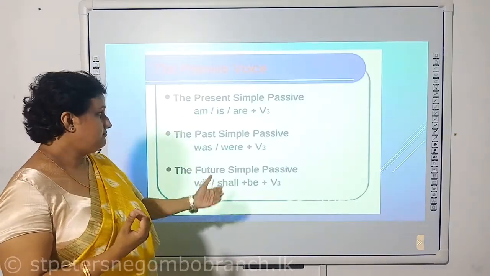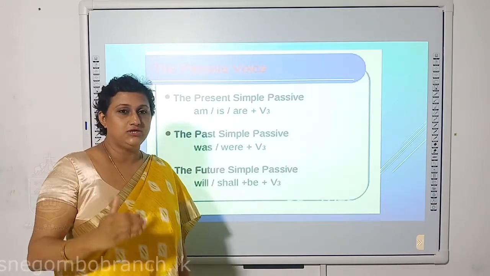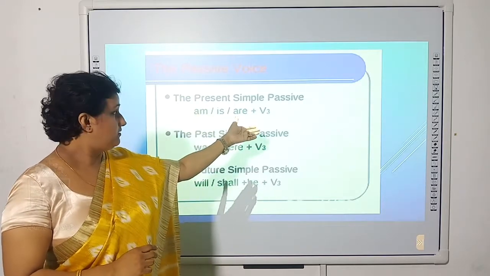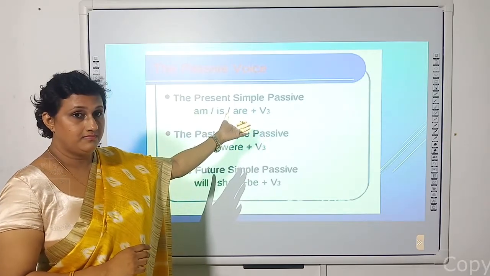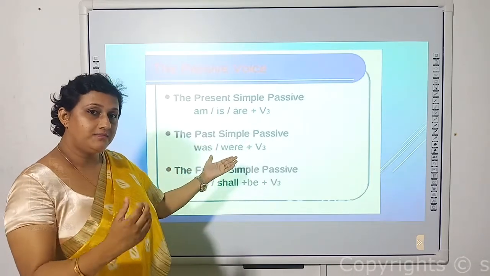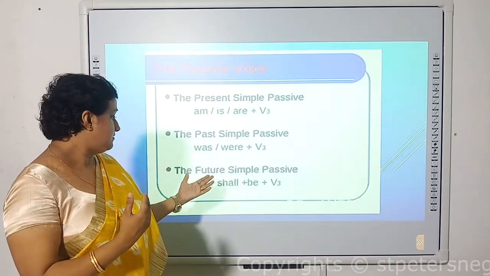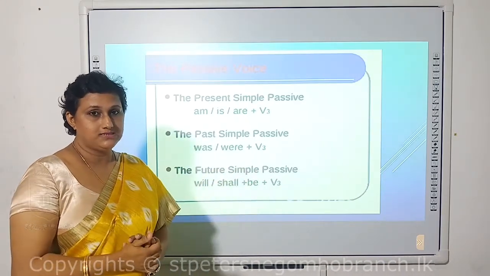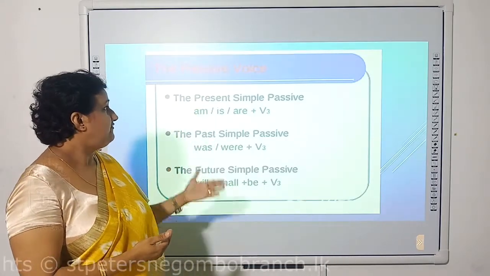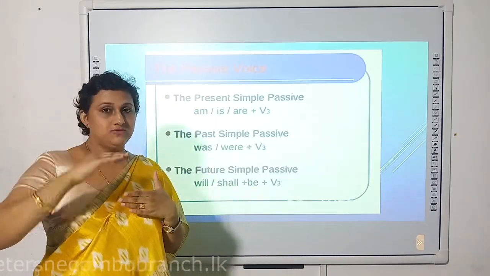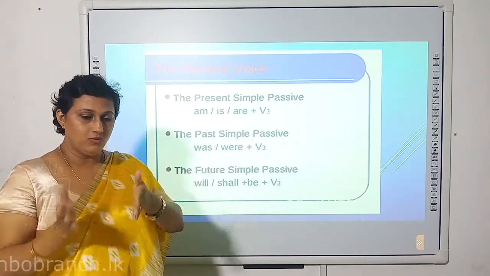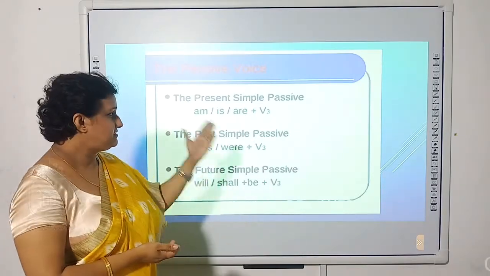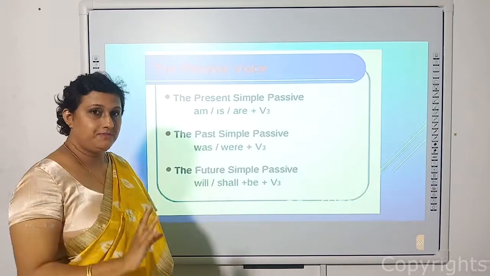Right. So here I have just briefed you on how the verb changes from active to passive. The present simple: am, is, are plus the past participle of the verb. The second one: was or were plus the past participle of the verb. And the future simple passive: will or shall plus be plus the past participle of the verb. This is the structure of the verb changing from active to passive. Am, is, are plus past participle, was, were plus past participle, and then will be plus past participle. This is the basic structure of the verb from active to passive, right?